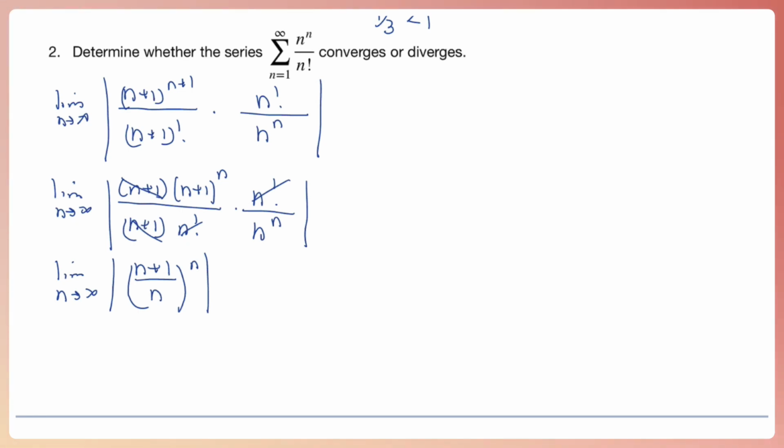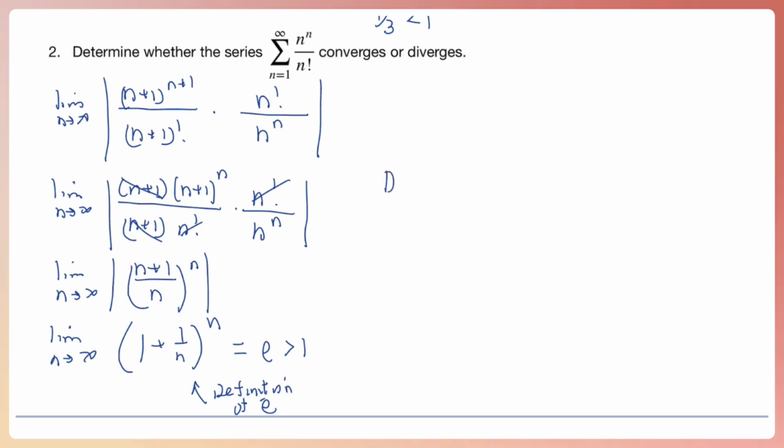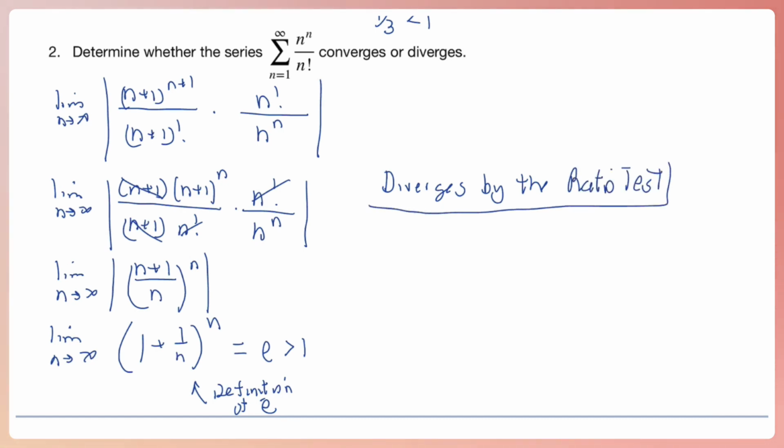Oh, that's familiar. That's the limit as n goes to infinity of the absolute value of 1 plus 1 over n to the nth power. And 1 plus 1 over n to the nth, that's the definition of e, if you remember from Cal 1. So this is equal to e, which is greater than 1. So our conclusion by the ratio test is that this series diverges.